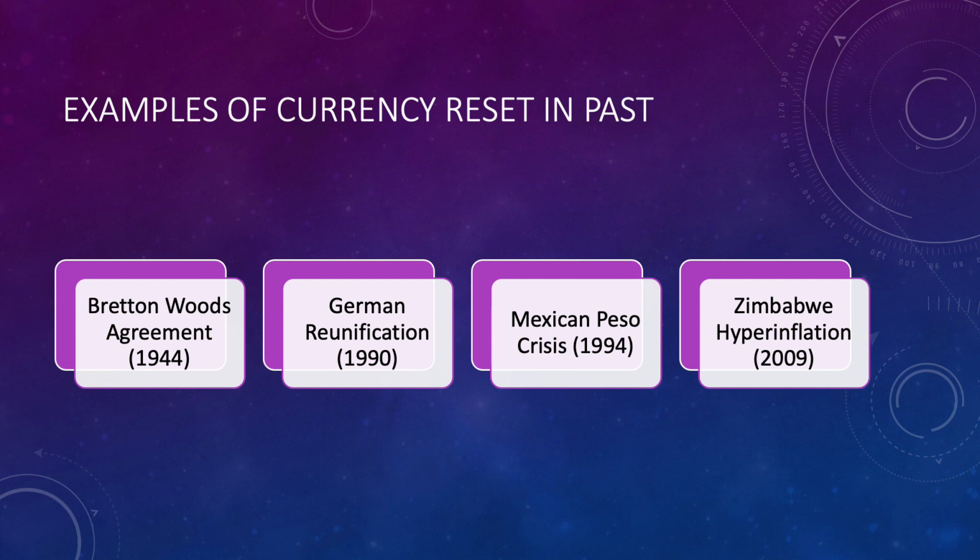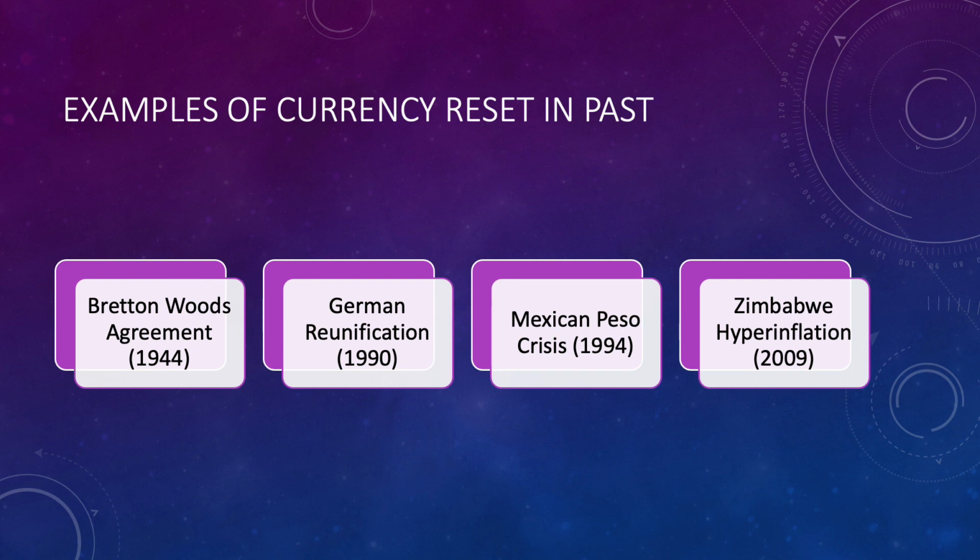Another example we can discuss is the Mexican peso crisis, which happened in 1994. Mexico experienced a severe economic crisis in 1994, which led to a devaluation of the Mexican peso. The government implemented a currency reset by fixing the exchange rate of the peso to the US dollar, which helped stabilize the economy later.